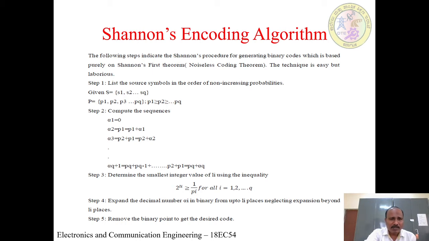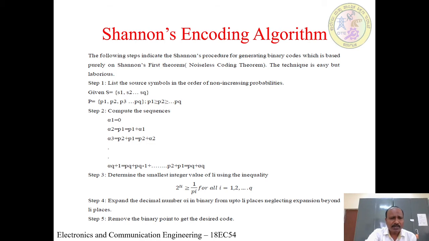Next step, that is step 2, is to compute the sequences of alpha. Alpha 1 is equal to 0 and alpha 2 equal to p1 plus alpha 1. So it is nothing but the cumulative addition of the given probabilities, and at the end, alpha q plus 1 is equal to pq plus pq minus 1, and so on, plus p2 plus p1, equal to pq plus alpha q. So you have to calculate, and that alpha q plus 1 must be equal to 1. That is a cumulative addition of the probabilities.